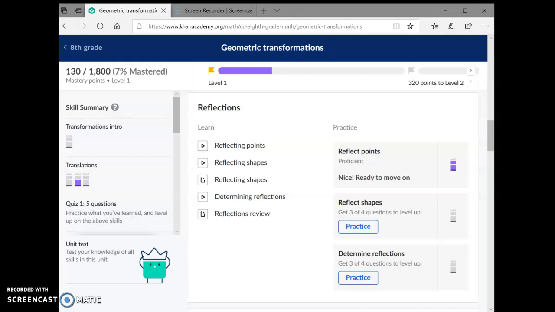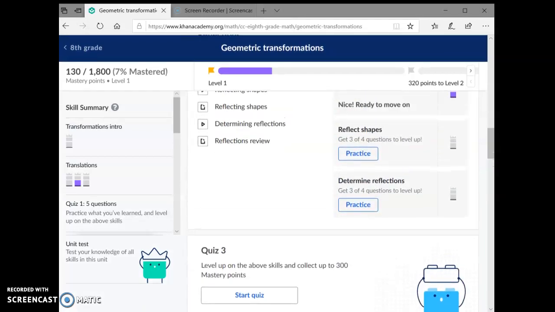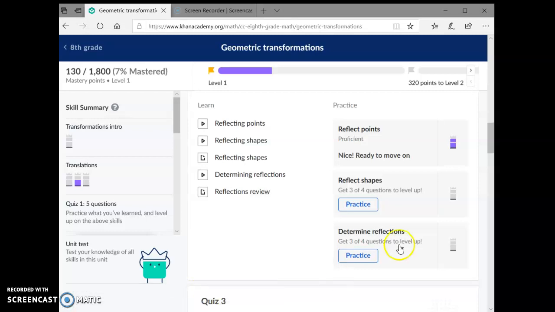Hey 8th graders, this is the second part for quiz 3. I am going to start with reflect shapes.